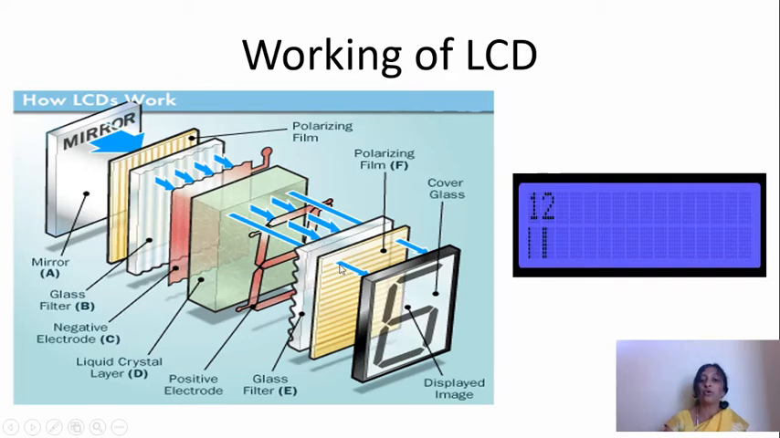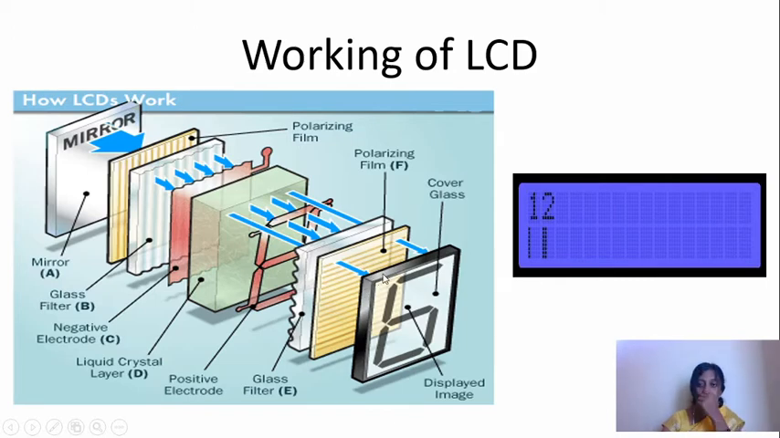So these two polarizing filters are going to decide in which area the pixel should be illuminated. In this display you can see the numbers 1 2 3 4 5 being displayed. This works on the principle of blocking, so that it displays in black color. If you want to display a color image, we use a color filter here.